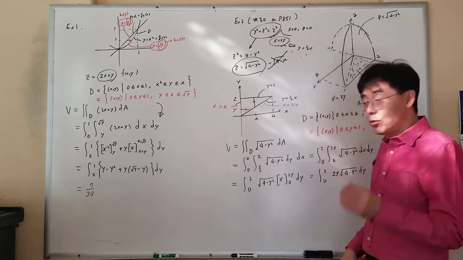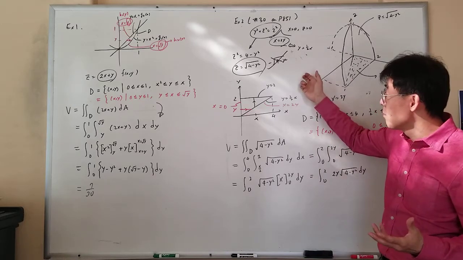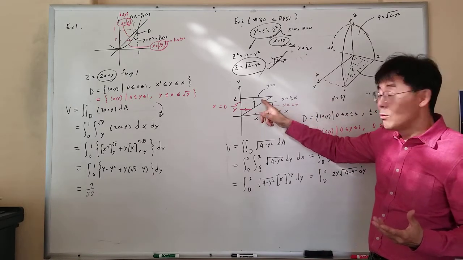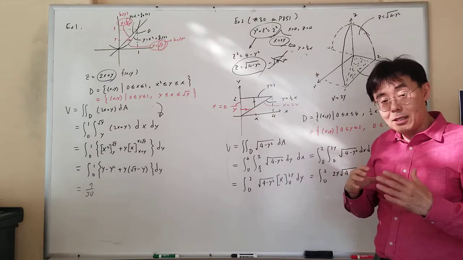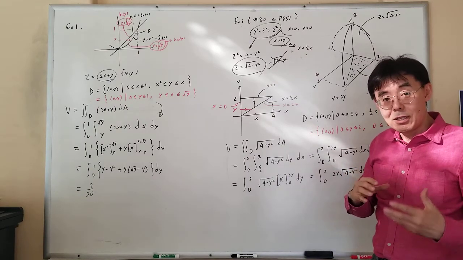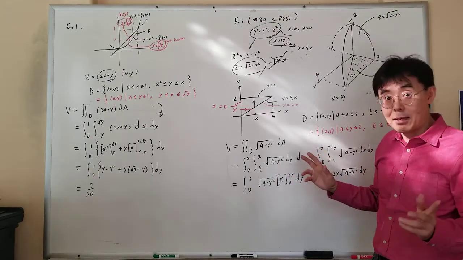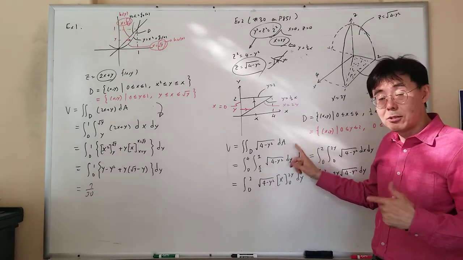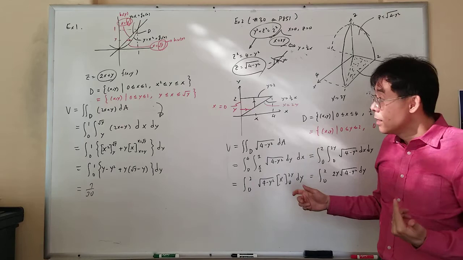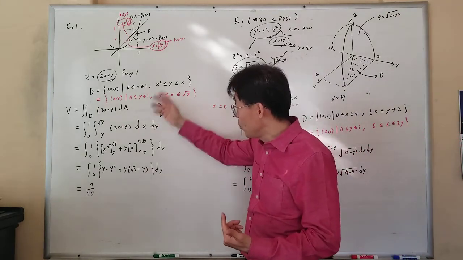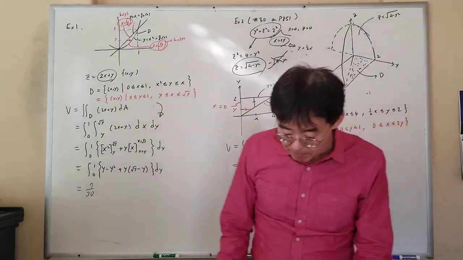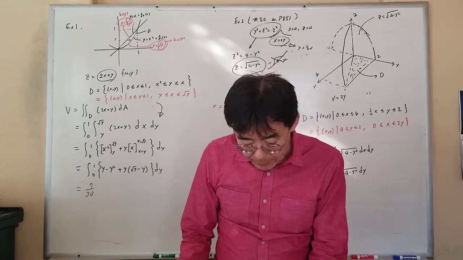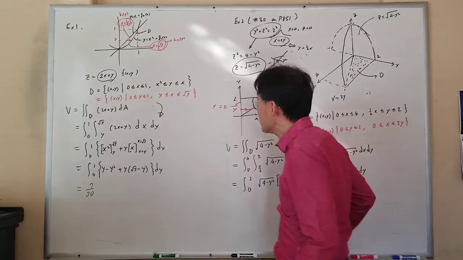But what you should have learned from this example is that even when your domain can be easily expressed as type 1 and type 2, sometimes, not always, one approach is much harder than the other. In the first example, both ways were easy. Now, let's do a few more examples.